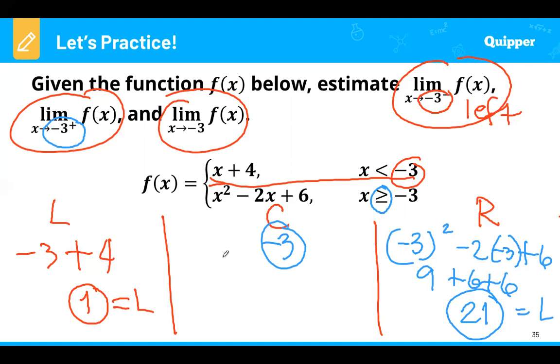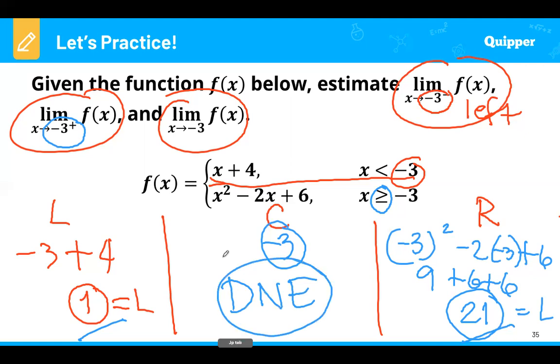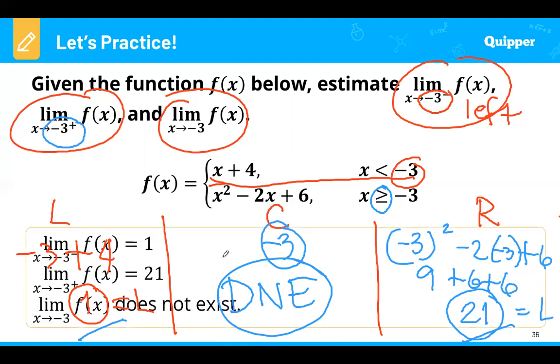So what do you think? Left side we have 1 and the right side we have 21. Are they the same? No, they are not the same. So that means this does not exist. Okay? So the limit of f of x, if x approaching negative 3, does not exist. That's the answer.